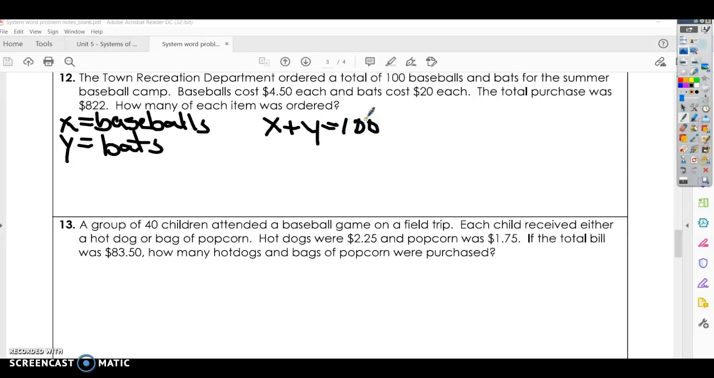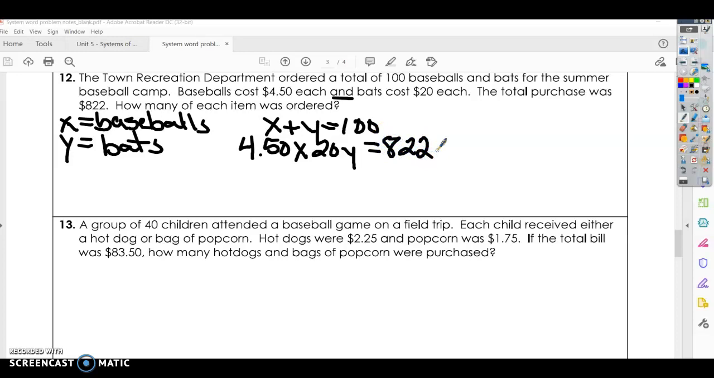All right, then it says baseballs cost $4.50. So baseballs were our X's. So $4.50 times the number of baseballs. And bats cost $20. So $20 times Y, or the number of bats. And it says the total purchase is $822.